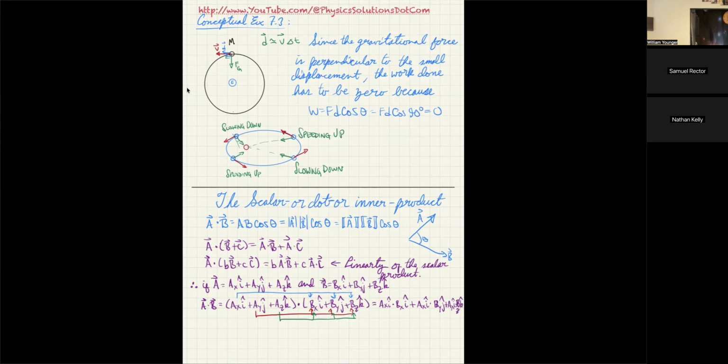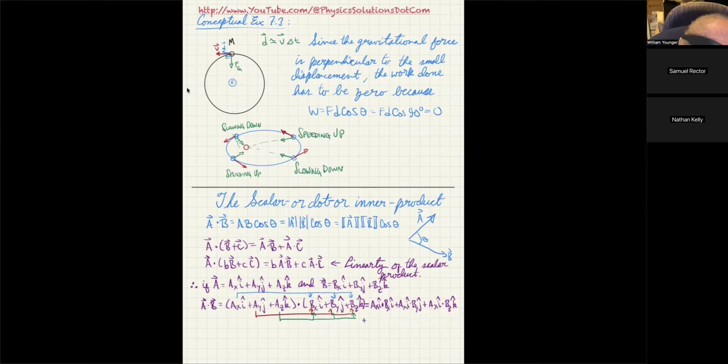I know I got really small in there. Let me see if I can make this a little easier to see. This is equal to AX i hat dotted with BX i hat plus AX i hat dotted with BY j hat plus AX i hat dotted with BZ k hat. That's the first three terms from the blue arrows.